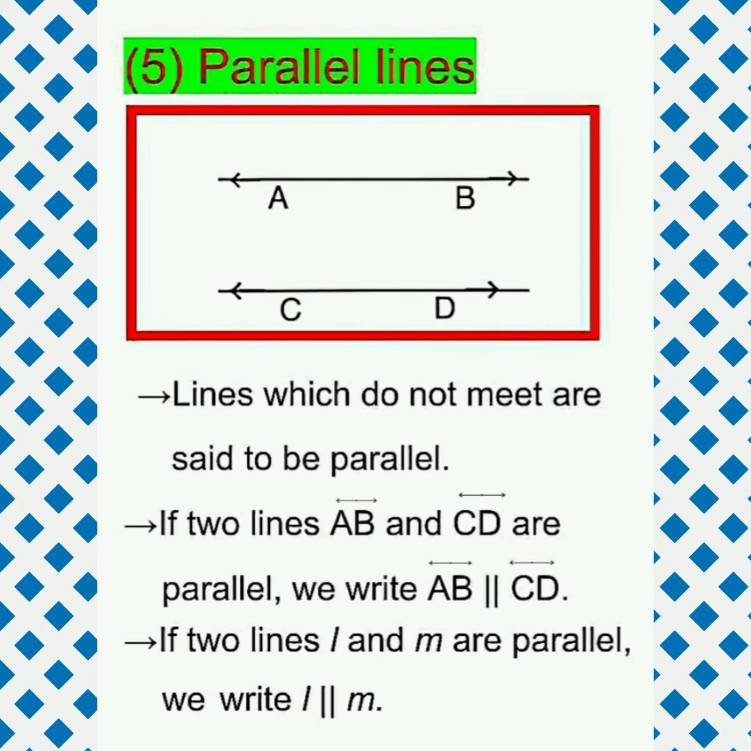Coming to parallel lines. As you see, I have drawn 2 parallel lines. One is line AB and one is line CD. You see the distance between the 2 lines is always equal. They never meet. If you extend infinitely, they will never meet. So lines which do not meet are said to be parallel, and they are called parallel lines, right?